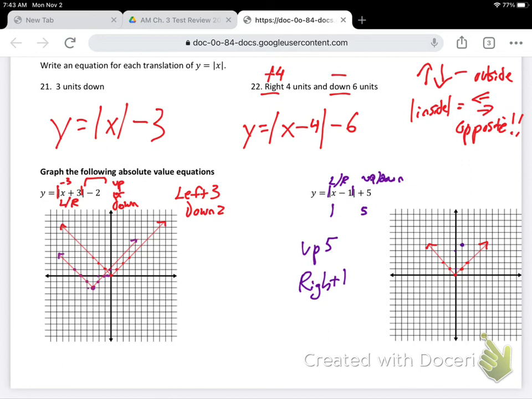So that's changed my original to this one right here. Draw the lines, and you're all set.